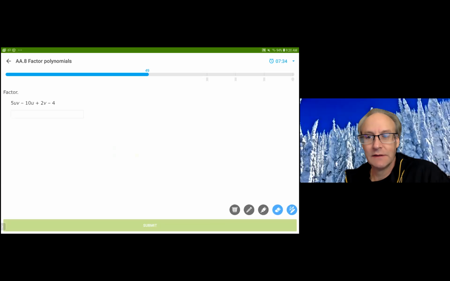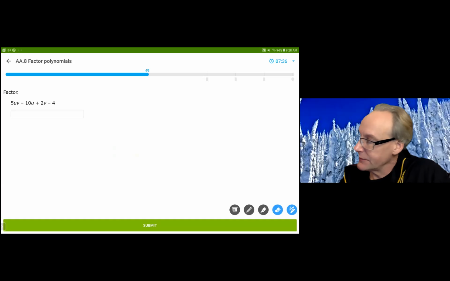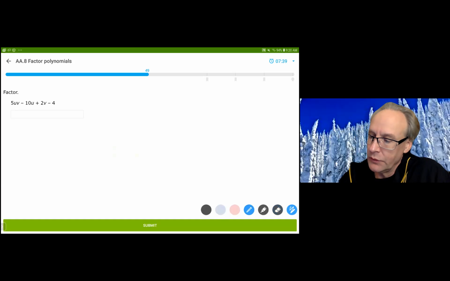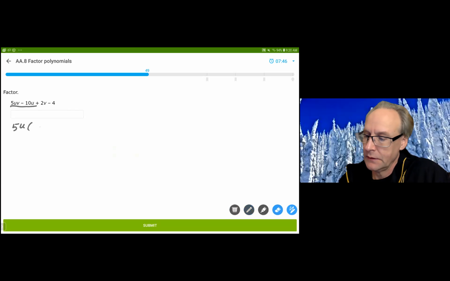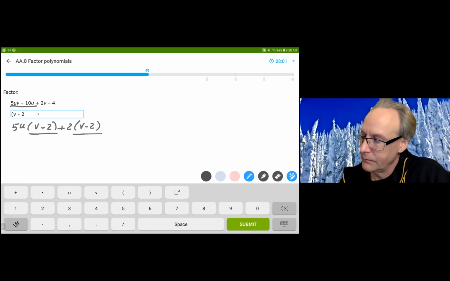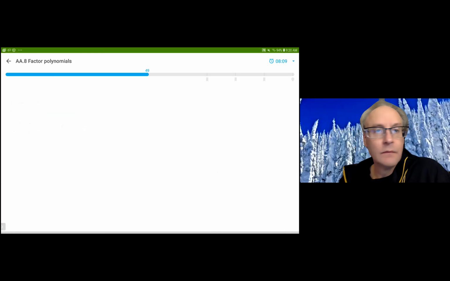Got to make sure my variables match up. Okay, factoring by grouping again. We can take out a 5u, and I have a v minus 2. Sorry, that's funky looking v. V minus 2, and plus 2, and it's v minus 2. And we take out the v minus 2, and we're all done. And a 5u plus 2.